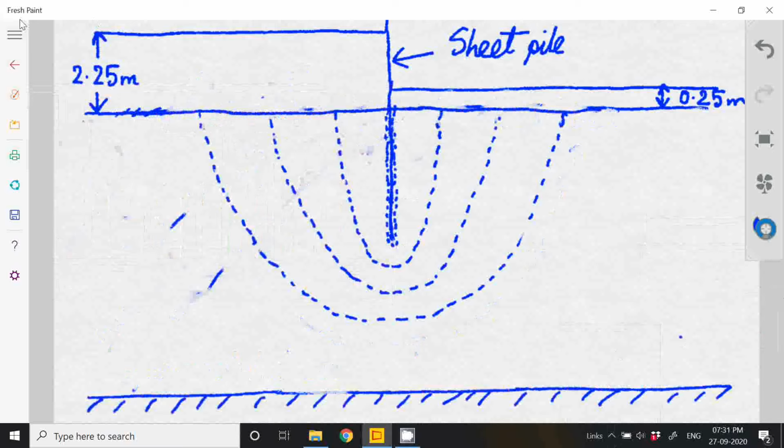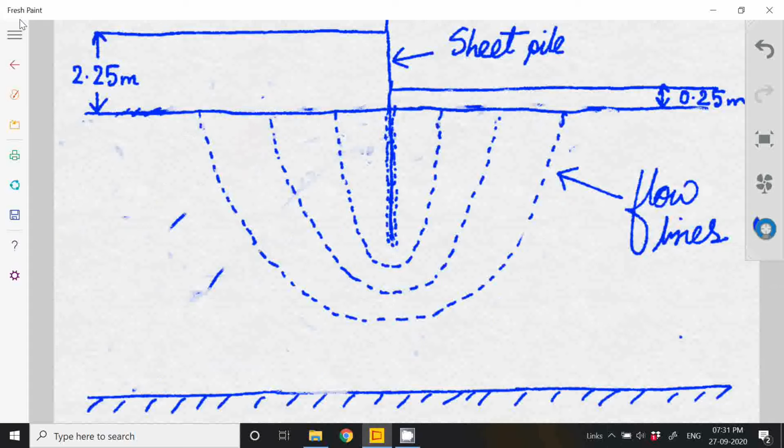Okay, so now these lines, what do they signify? These lines signify the flow of water. So these lines are generally called flow lines. These lines signify the flow of water, so these lines are called flow lines.